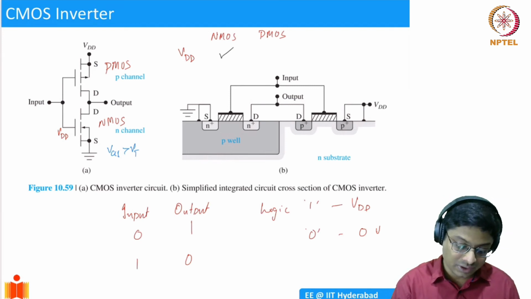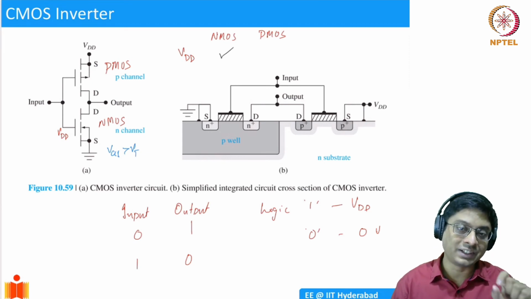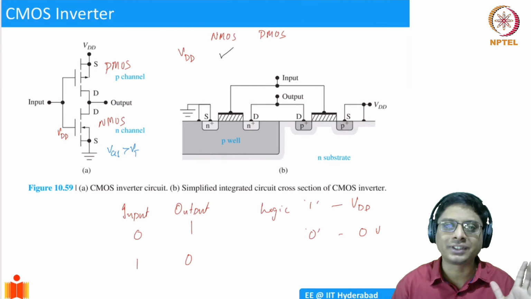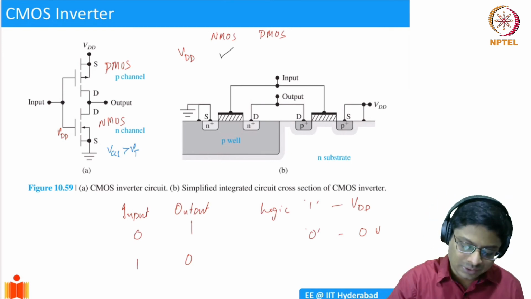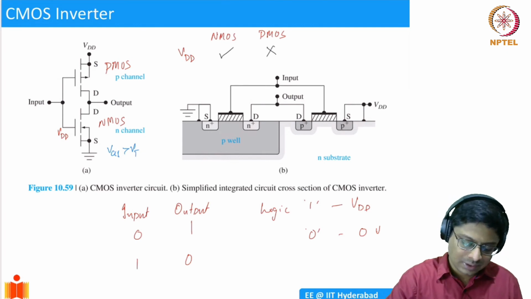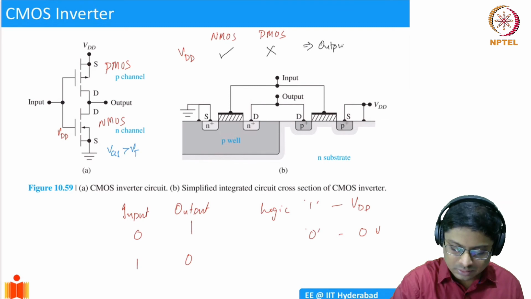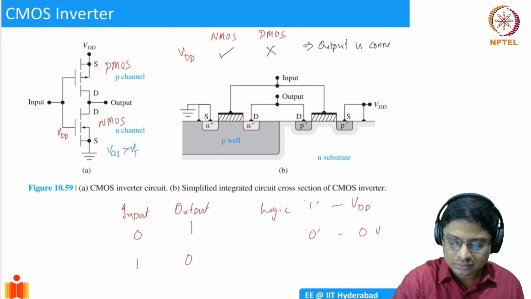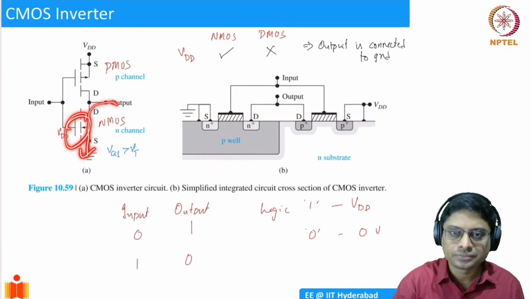What is the VGS of the PMOS device? 0. And it needs to be below negative VT. The VT of a PMOS device is minus something, let's say minus 0.5, so VGS has to be smaller than that, minus 1 or so. When VGS is minus 1, then the PMOS device will conduct. So this will be off. What does it imply? This implies that the output is connected to ground, because the NMOS is on.